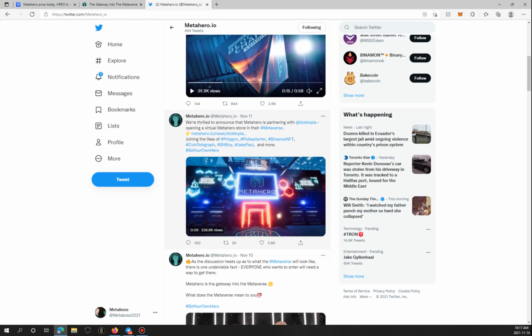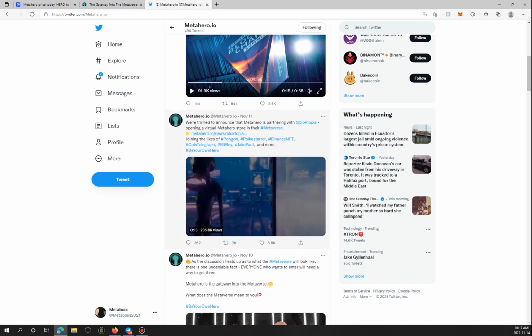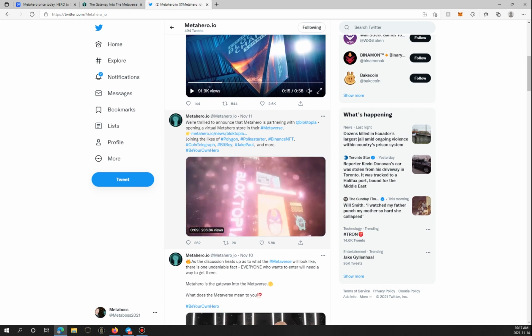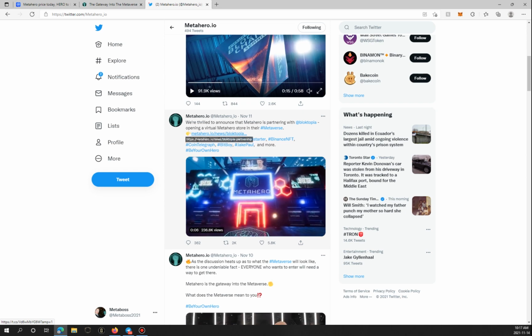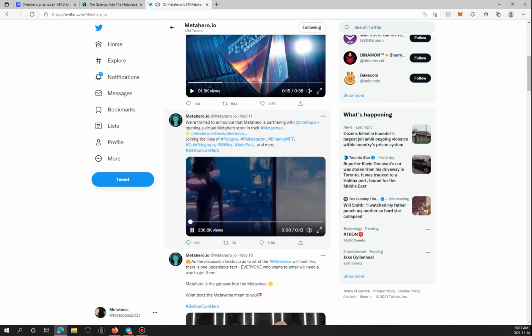But here we go. We got some news here. We are thrilled to announce that Metahero is partnering with Blocktopia. So here's some of the news. Maybe this is going to shoot from this. Maybe it'll pop from this. Opening a virtual Metahero store in the Metaverse. Metahero blockchain. Let's go back to the start of this.